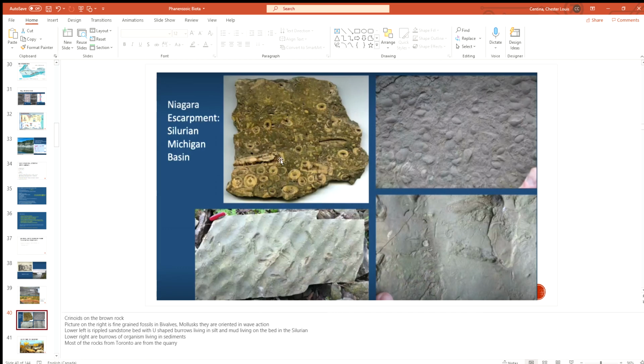These are crinoids on this brown rock, and here is a fine-grained fossil, bivalves and mollusks right here, and you see this has a wave in it. And then the lower right, the burrows, creatures burrowing here in the silt and mud, living in the Silurian, and lower left is a rippled sandstone bed with the U-shaped burrows in the sand and the mud. Most of the rocks from Toronto are from the quarry, according to what he said.